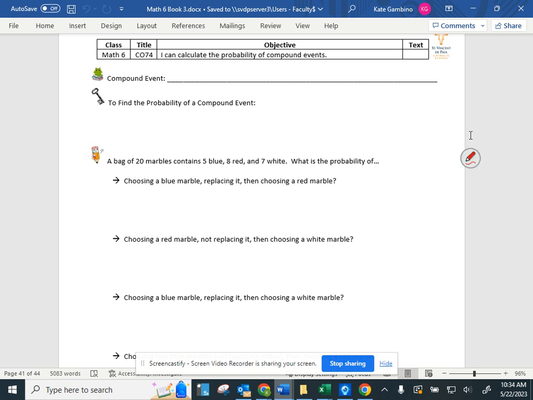The definition is two or more events occurring. So we've talked about the probability that something is going to happen. Now we're talking about multiple events happening in a row. What is the probability of flipping heads and then rolling a number 6 on your dice? So we're going to have multiple events that we're going to do.